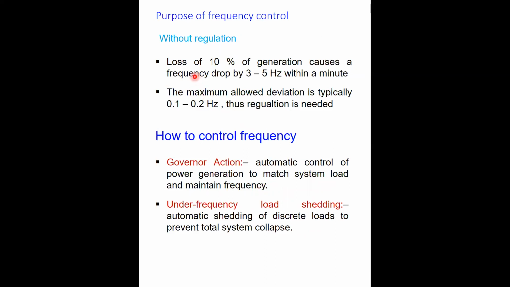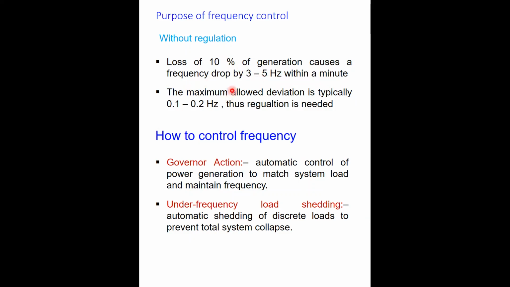So you can see that if you don't have any regulation, a 10% change in the generation, that means loss, let's say demand is constant, but you lose generation, so a 10% loss in the generation will result in a frequency dip in the range of 3 to 5 hertz within a minute. So if in 1 minute this much generation loss takes place, the frequency will dip from 50 hertz to 47 or 45 or something.